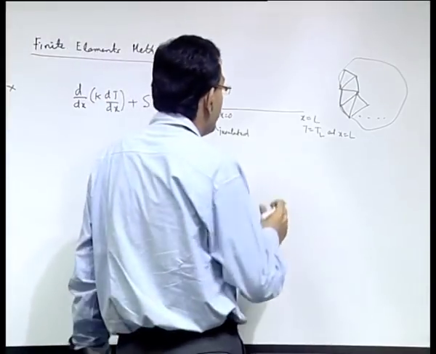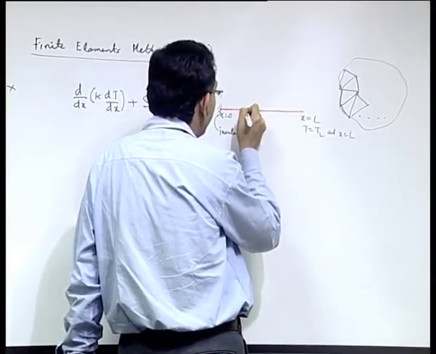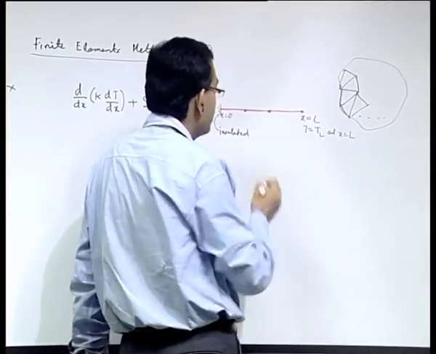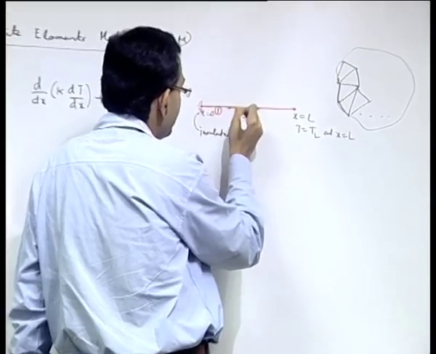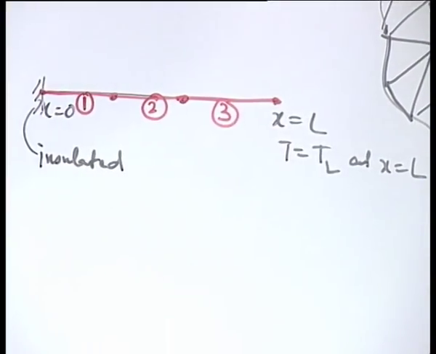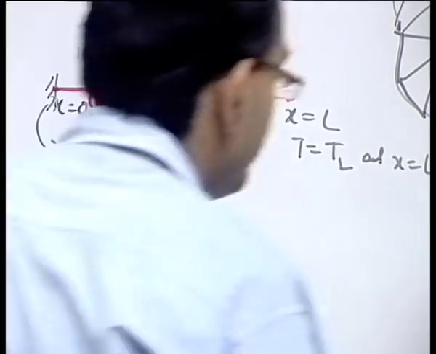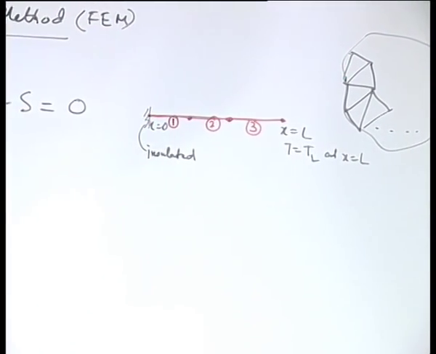Now, we divide the domain into a number of subdomains. So, let us say that we divide it into 3 subdomains. So, subdomain number 1, subdomain number 2, subdomain number 3. Each subdomain we call as element. So, we have element number 1, element number 2, element number 3.